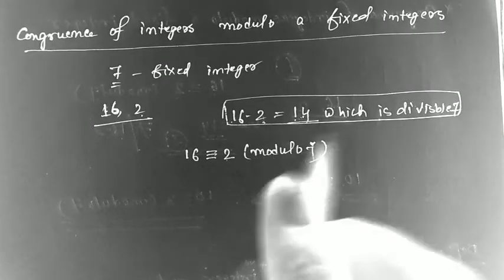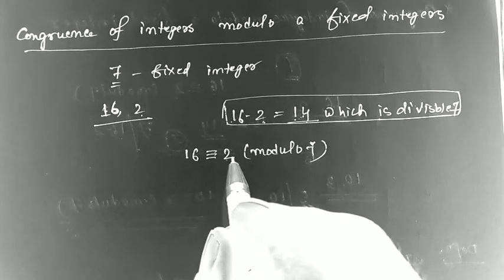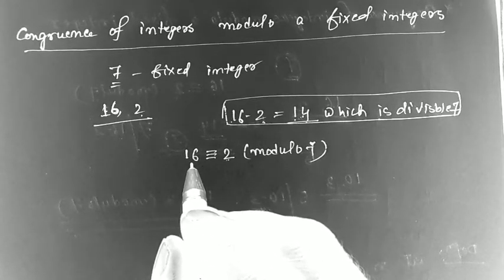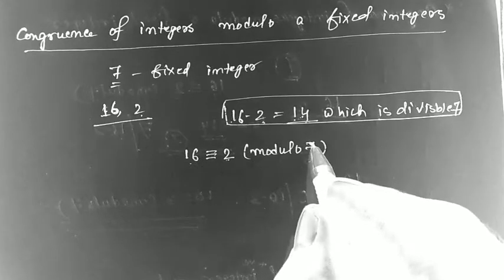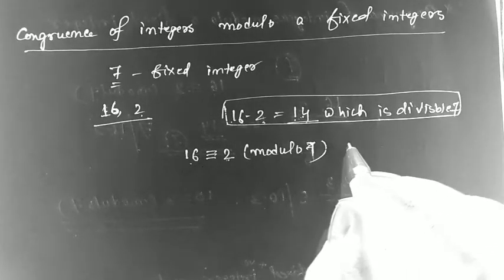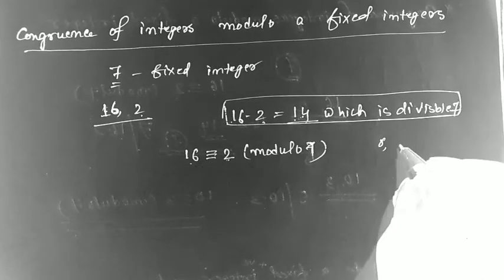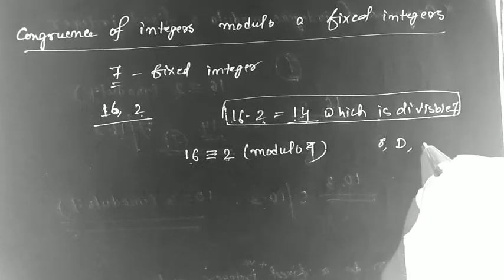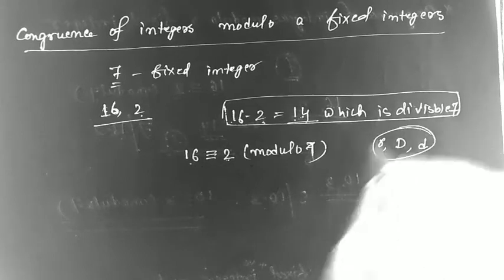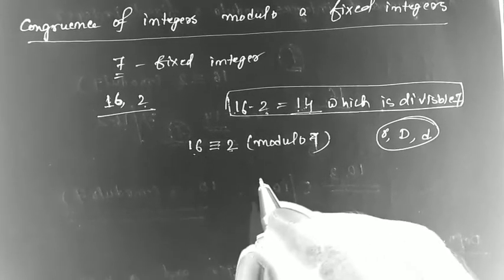Here it is nothing but the remainder, and this is the dividend, and this is the divisor. That is, the whole thing is about the remainder, dividend and divisor. These three things. So I am taking one more example.